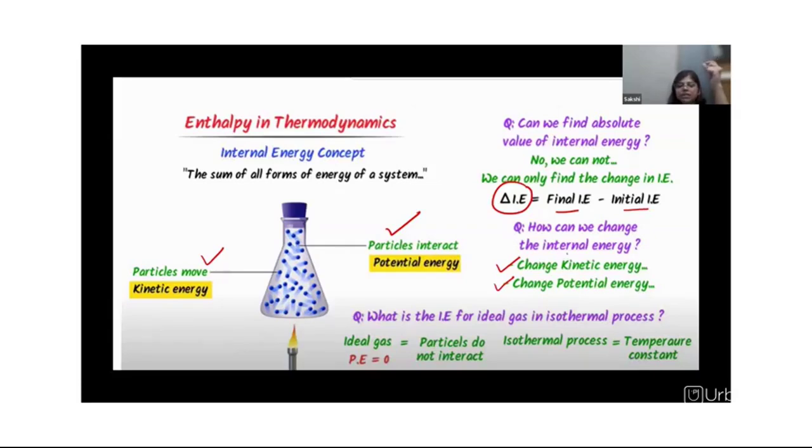See, if the temperature is constant, the change in kinetic energy is zero, and the particles also do not interact. Potential energy is due to the interaction of the particles. So if the particles do not interact, the potential energy is equal to 0 and the kinetic energy is also equal to 0. So in case of the isothermal process, the change in the internal energy is always 0, right? Okay, let us move forward.